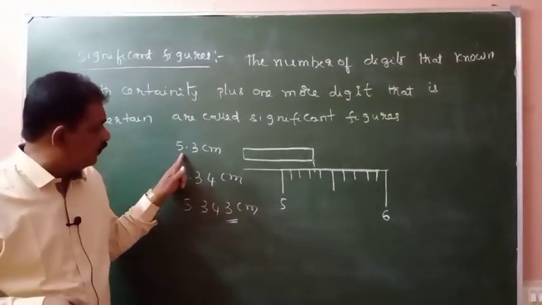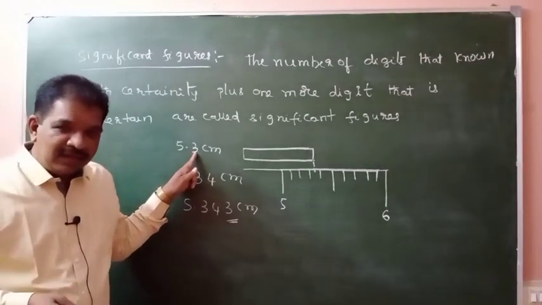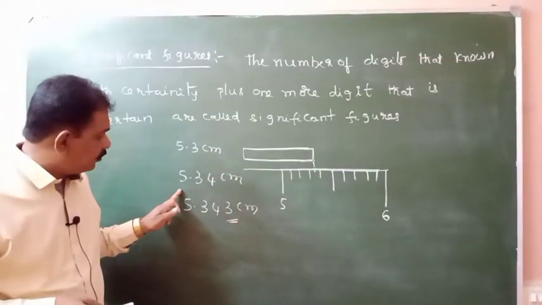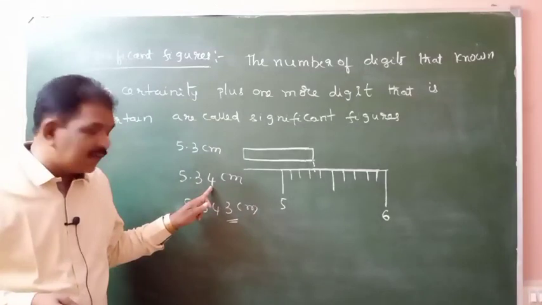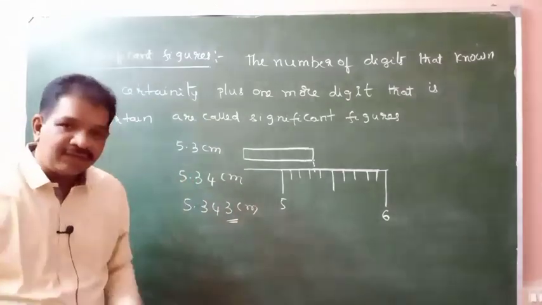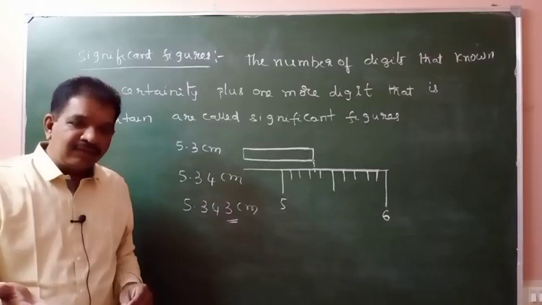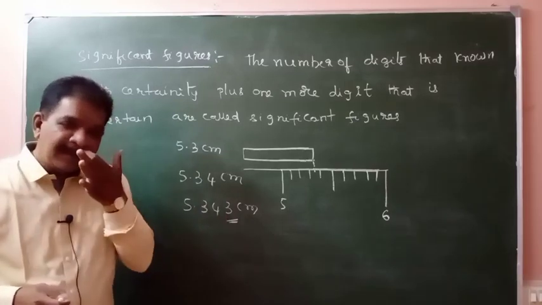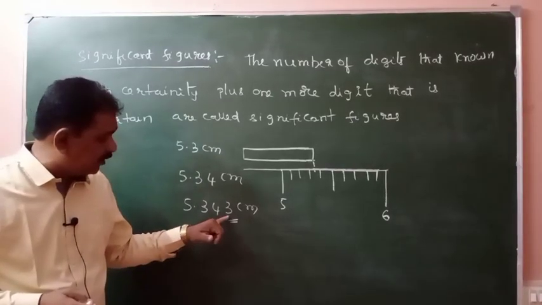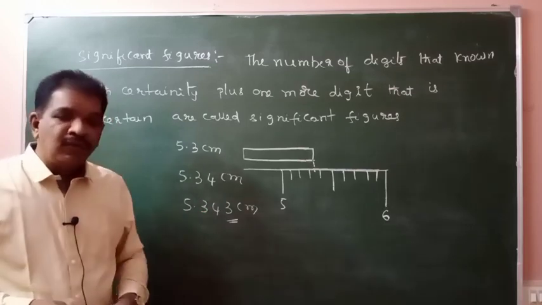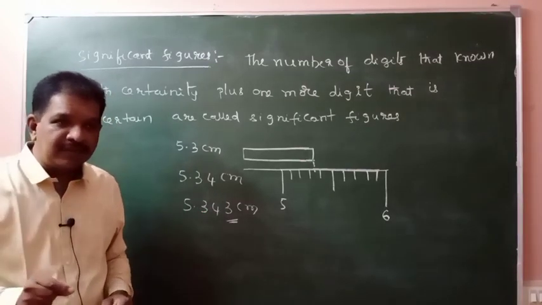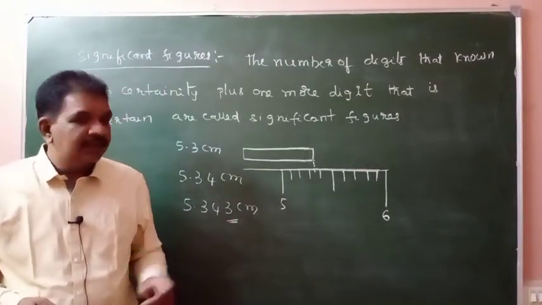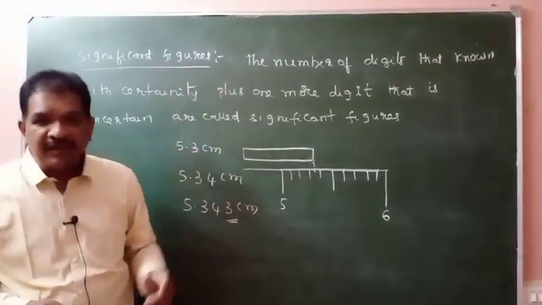This will have two significant figures. Here 3 is uncertain because after 3 something more will be there. Here it will have 3 significant figures. 4 is uncertain here, so 5.3 definitely will be there, but that 4 will be uncertain. Here with the screw gauge we measured the length 5.343. This 3 at the end will be uncertain. So it will have 4 significant figures. So the number of digits that are certainly known plus one more uncertain digit are called the significant figures.